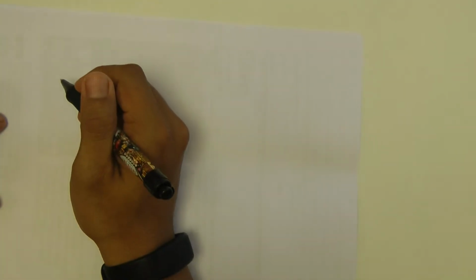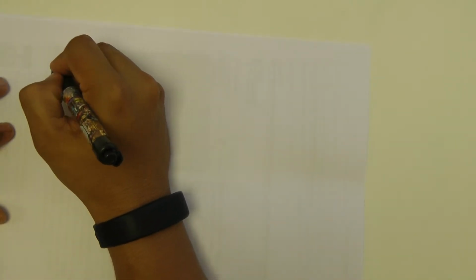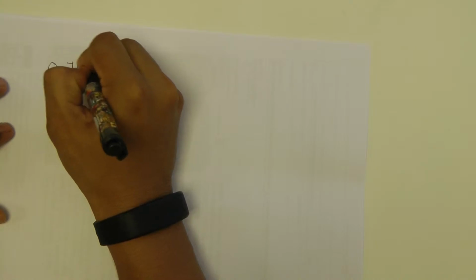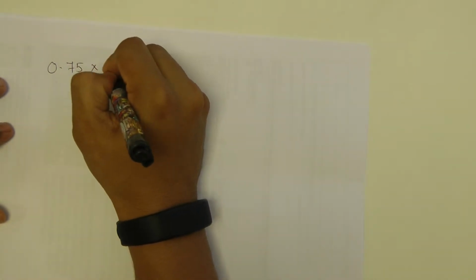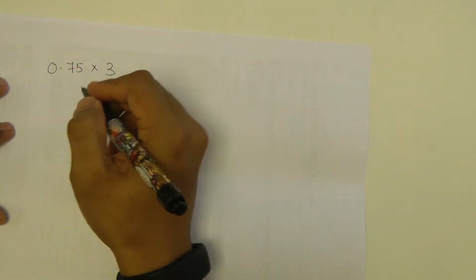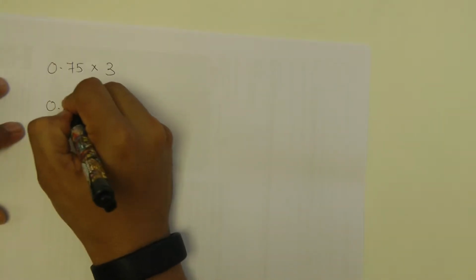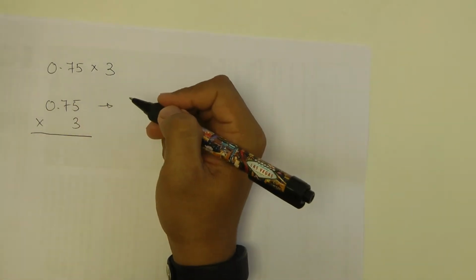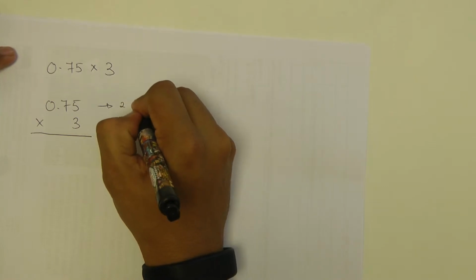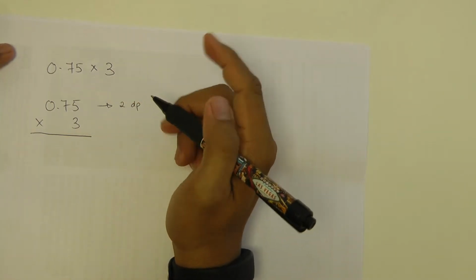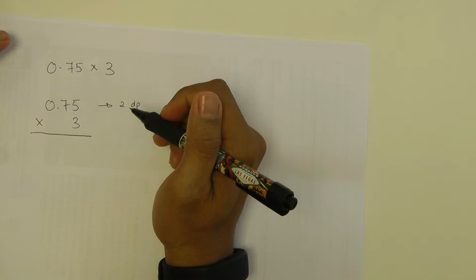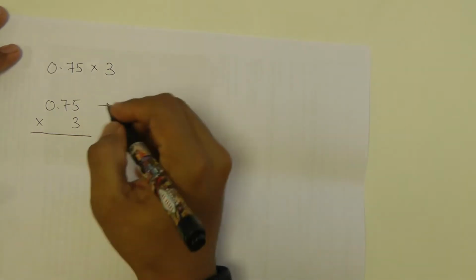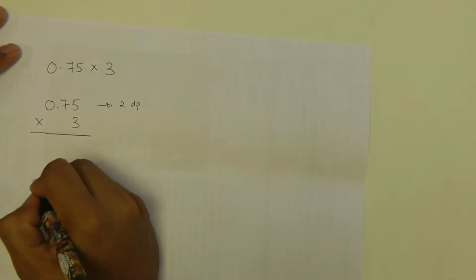Okay, let's try some more practice. What is 0.75 multiplied by 3? So it's still the same. 0.75 multiplied by 3. And I take note, how many decimal places do I have here? I have 2 decimal places. So I must take note that when I get the answer, it will be 2 decimal places. The first step is to take 5 times 3.